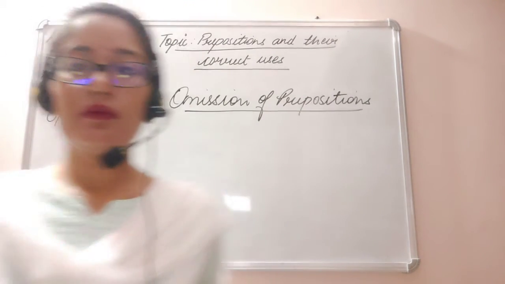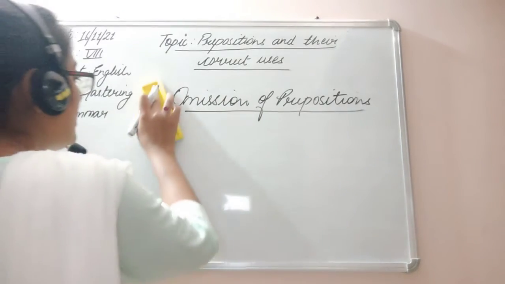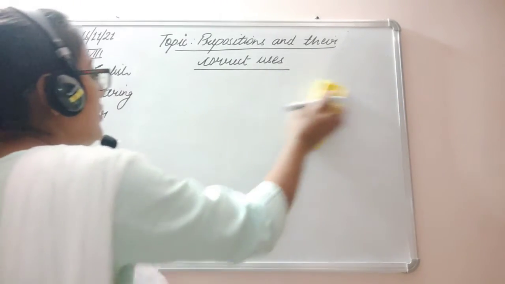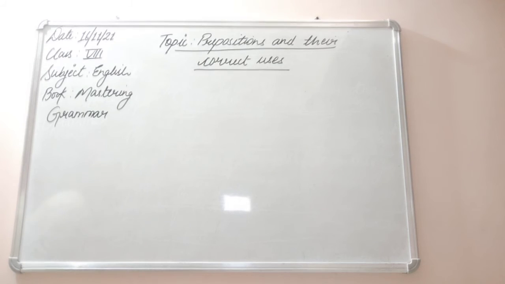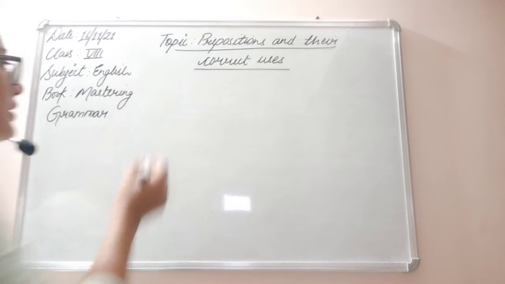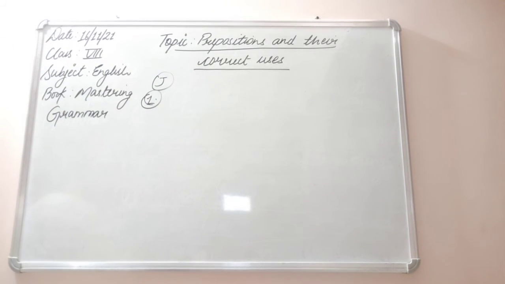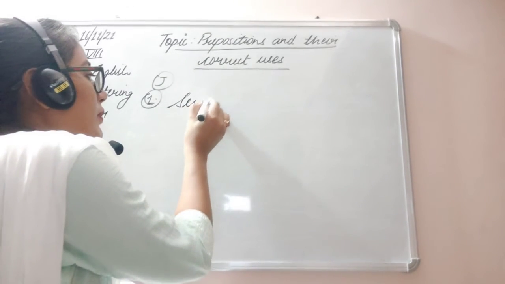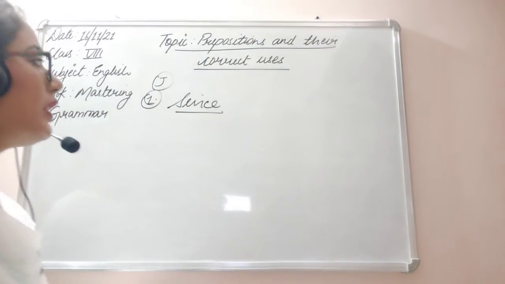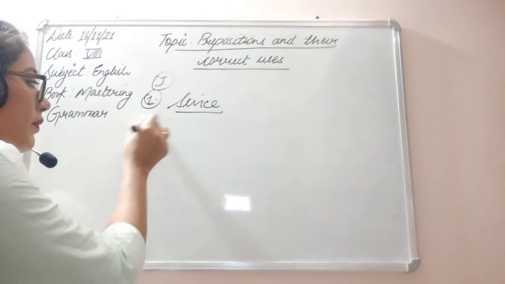Add prepositions wherever required. Okay, so we have studied the omission of preposition subheading. Now let's move on to exercise number J, where you have to add a preposition where it is required in a sentence. Exercise number J, first part: they have been waiting since morning. So you would write, they have been waiting since morning.